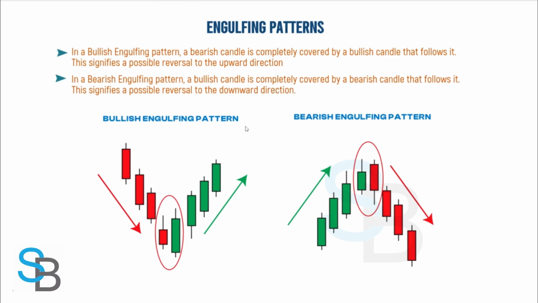Now this is an example of a bullish engulfing pattern. We can see a downtrend. We can see lower lows and lower highs. You can see lower highs, lower highs, lower highs, and then lower lows. So this is another way of looking at a trend.